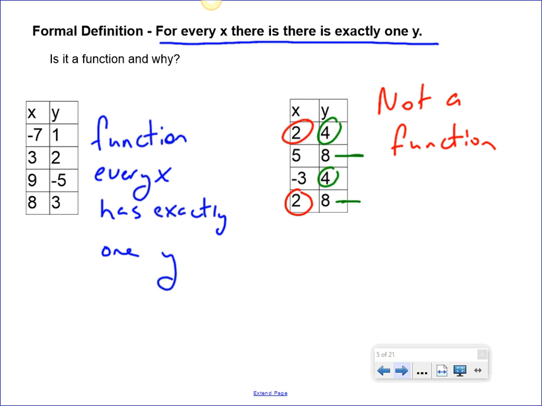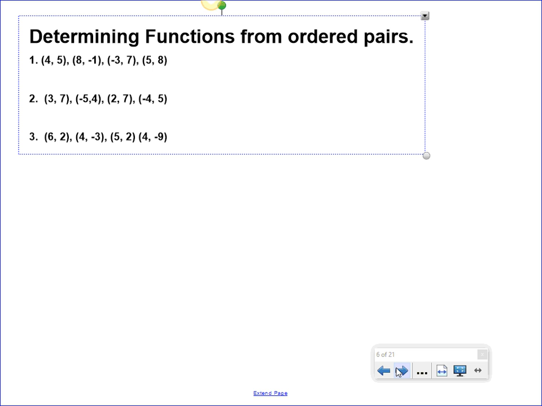You could describe it saying the 2 has different y's. Okay, so that would be a good reason to describe why it's not a function. Okay, so if we had to look at these ordered pairs and determine if they're a function or not.